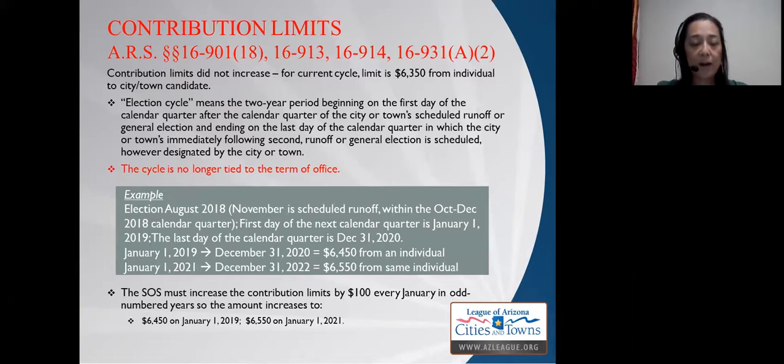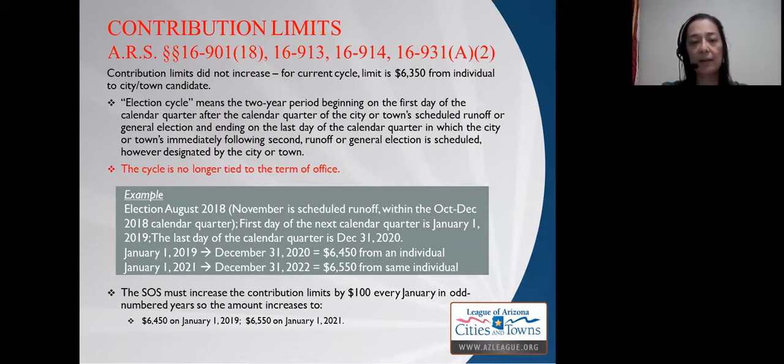So I tried to use this in this next example here. Let's say for this upcoming election, it's August 2018, and November is the scheduled runoff. It falls into that October to December 2018 calendar quarter. So the first day of the next calendar quarter is January 1 of 2019. That's essentially going to be the beginning of the next election cycle. And the last day of that election cycle is the last day of the calendar quarter when the next scheduled runoff will be, which is November of 2020. So the last day would be December 31st of 2020.